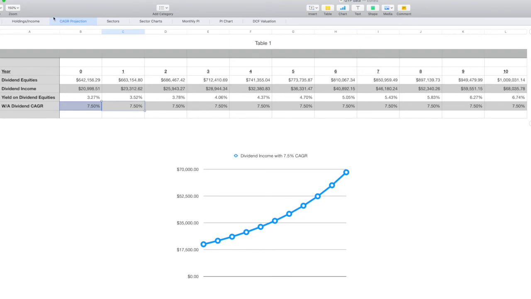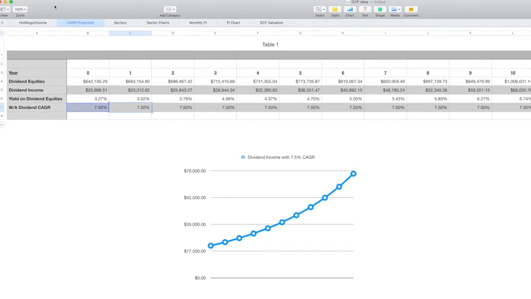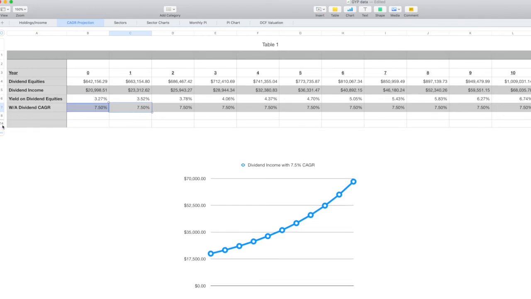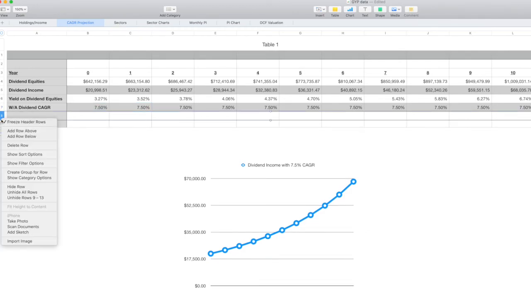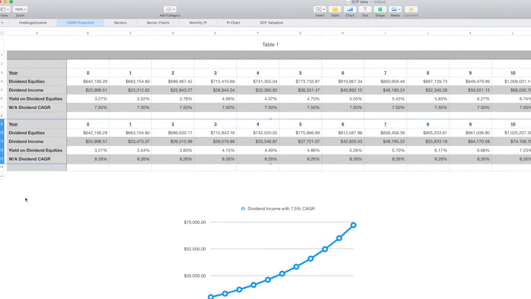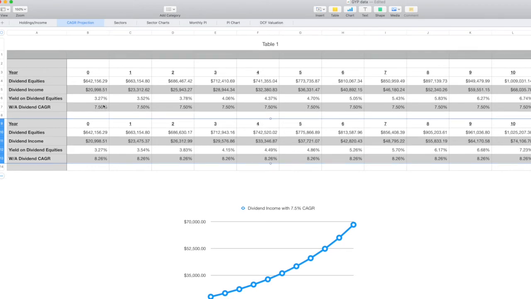But then that got me thinking, and what really had me thinking about this exercise is, do I need to be a little bit more aggressive looking for stocks with better projected CAGRs, compound annual growth rates? Because check this out. I did a little exercise where let's just assume I'm going to unhide these rows. Let's just assume a 10% better growth rate. If I was able to increase the CAGR of my dividend paying equities from 7.5% up to 8.26%, look at what this does. This brings me up to literally half of my goal within 10 years.